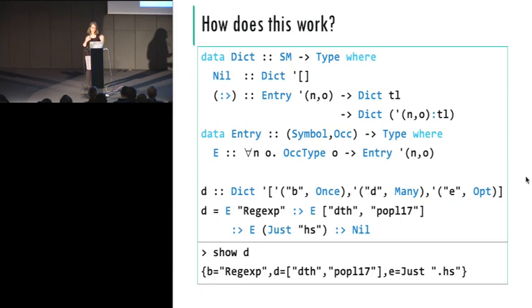So I wrote some code to print out dictionaries. It's printing out the names of the capture groups. But where are those names coming from? Those names are not stored at runtime in the dictionary. The entries only have the values. They don't store the names. The names are only part of the types. So the show implementation has to get that runtime information, the string for that capture group name, and put that in the output, right?